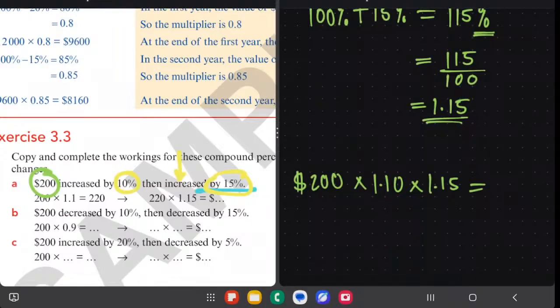Thank you, Selim. So what is the answer you're going to get? Can somebody punch? What is 200 times 1.10 times 1.15? What do you get? 200 and what? 250 dollars. 200 and what? 253. Okay.